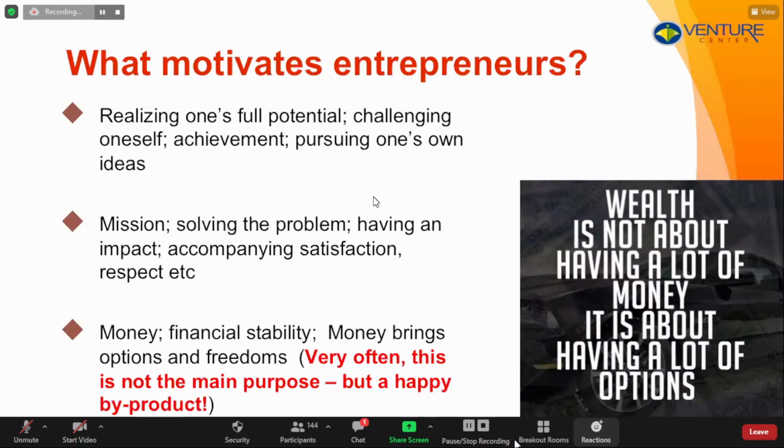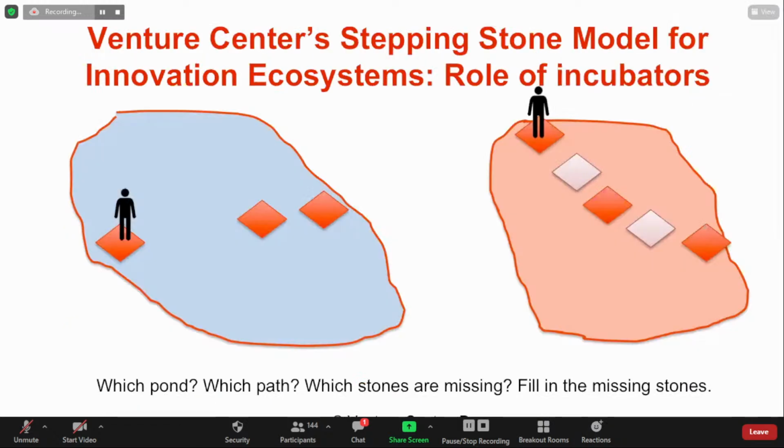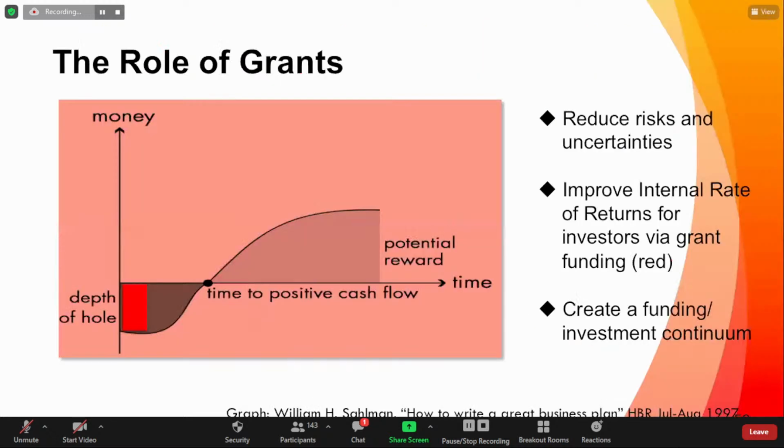Pune is fortunate to have a good innovation ecosystem, and many incubators would help you do that. So you might want to leverage such ecosystems wherever you can find it, so that in your innovation journey, you're able to find those stones that are missing, connect the dots, and take it ahead as well.